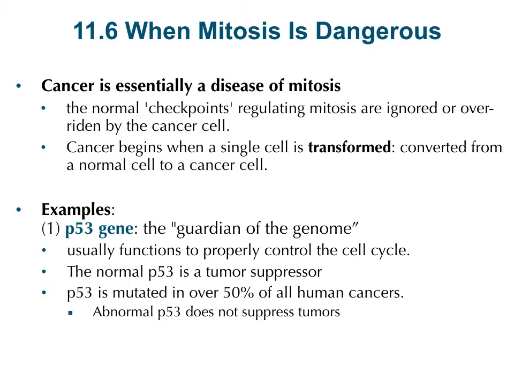P53, if you know any tumor gene, this is the one to know. The normal P53 gene is the guardian of the genome. It usually functions to control the proper cell cycle. The normal P53 gene is a tumor suppressor gene. But when P53 is mutated or abnormal, it does not suppress tumors. And it has been found that in over 50% of all human cancers, there is a mutated P53.